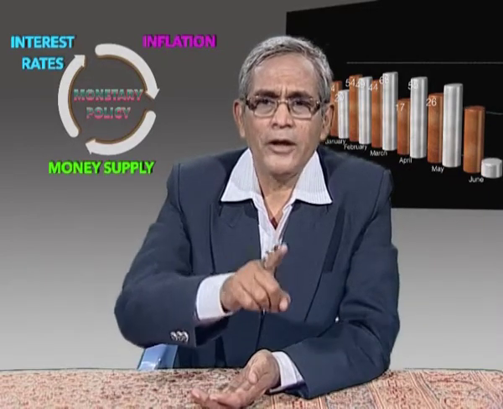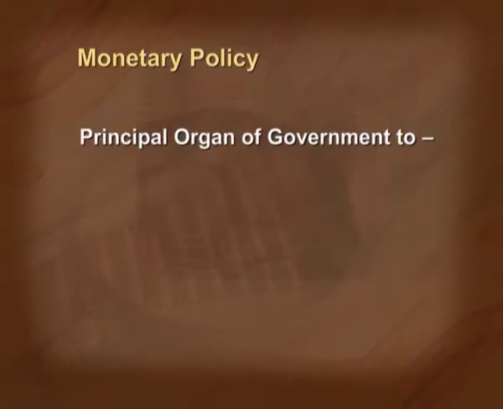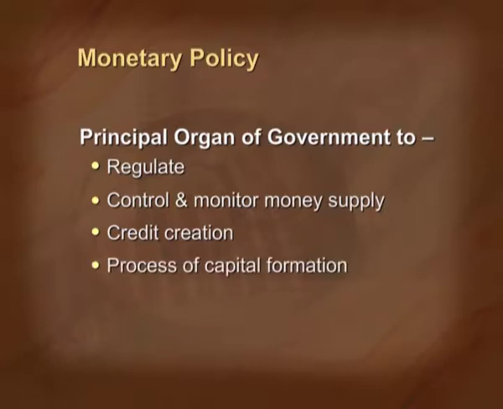The success of economic stability depends on how the government manages its credit supply in the economy. The functioning of money market, capital market and financial sector depends on the approach of government towards money supply and credit creation. The principal organ of every government is to regulate, control and monitor money supply, credit creation as well as the process of capital formation and capital mobilization with the help of central bank of that country.